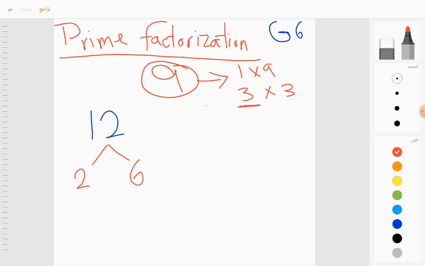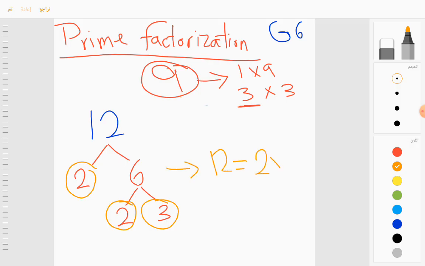First of all, which of 2 and 6 is prime? 2, so I put it inside a circle, and then I factorize 6 again. 6 is 2 times 3, which both are prime factors, so I put them inside a circle. So when you use a factor tree, when you reach a prime factor, put it inside a circle. Then 12 equals 2 multiplied by 2 multiplied by 3. These are the prime factors of 12: 2, 2, and 3. Okay?